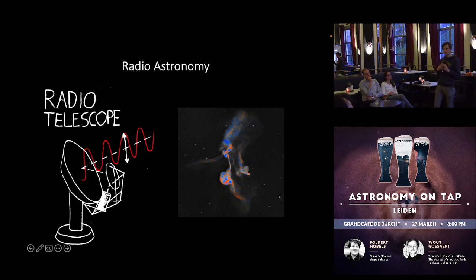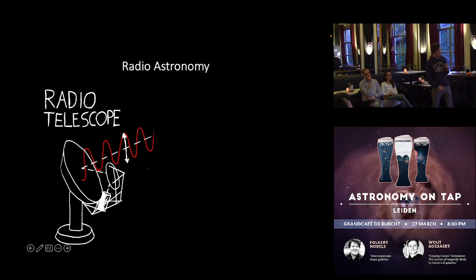Personally, I didn't understand this as a child. I was really into astronomy and stuff, but I never understood how radio telescopes can produce such beautiful images just by capturing some random signal from the sky. And to explain this, I would like to do an experiment.